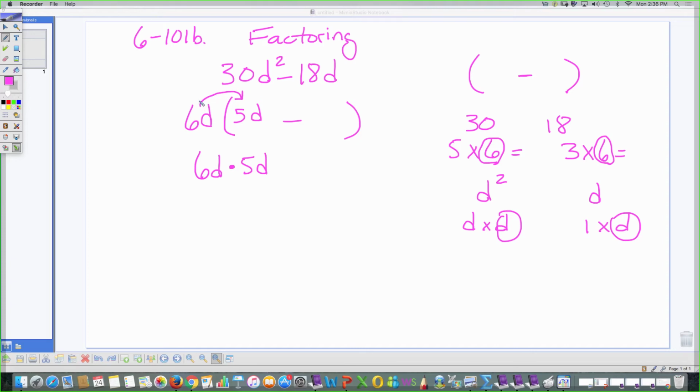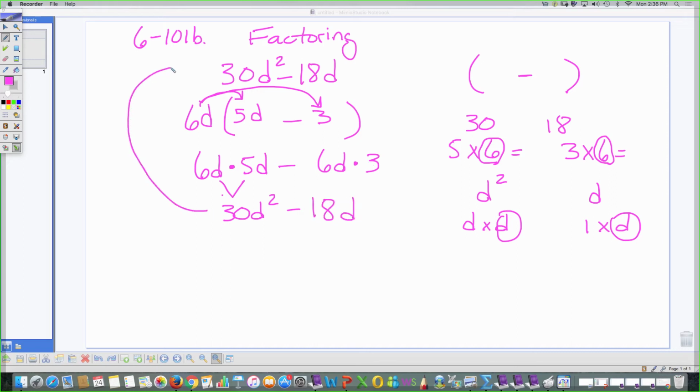Now I'm going to think, okay, 6d times something, and the answer is going to be 18d. So 6 times 3 is 18. There's already a d here, so I don't need anything else. Okay. And so here's my subtract, so that would be 6d times 3. Okay. And now if I multiply, this is going to be 30d to the second. And this is 6 times 3 is 18, so that's going to be 18d. So you see where we ended up, right where we started.